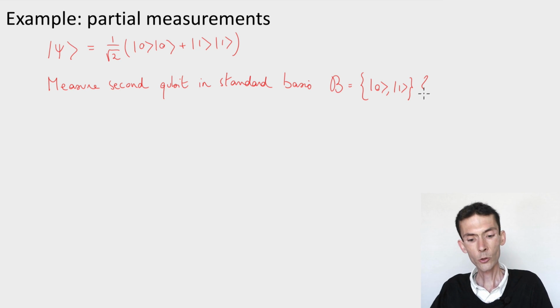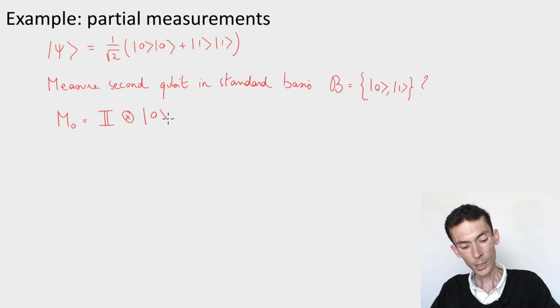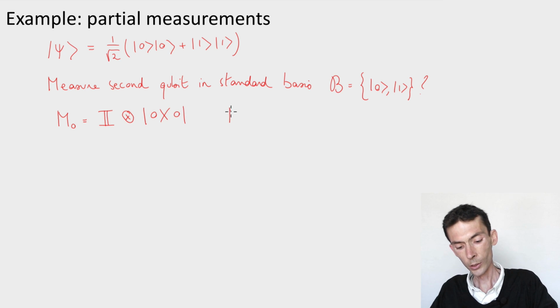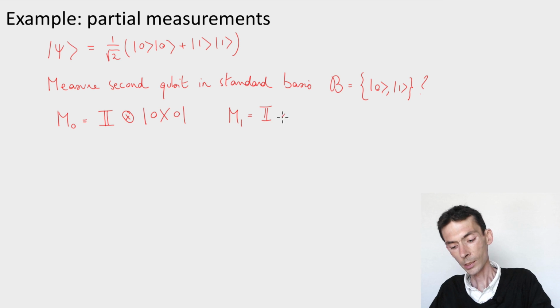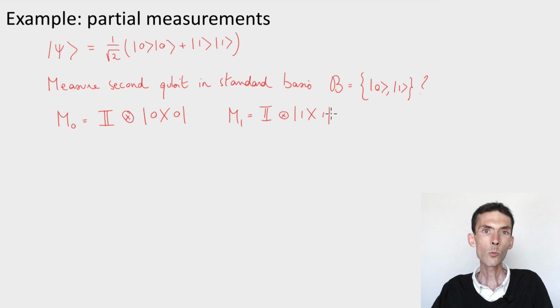And here we're measuring the second qubit in the standard basis, and we're not doing anything to the first qubit. So it's natural to introduce the following two measurement operators. M0, this will be an operator that does nothing on the first qubit, the identity, tensor the projection on the standard basis state 0 for the second qubit. And similarly, I can define an operator M1, which is the identity tensored with the projection on 1 on the second qubit. Now I claim that these two matrices together form a valid POVM.